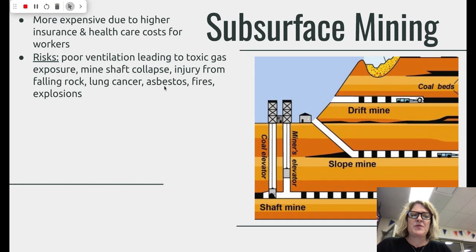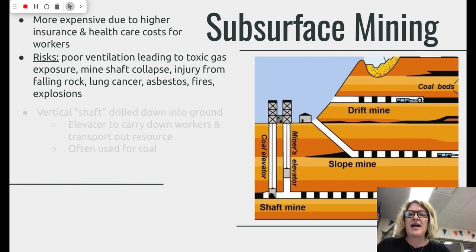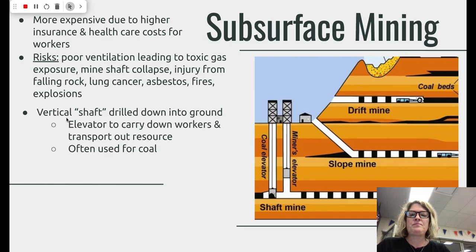You can also be exposed to asbestos, which is a type of clay that gets embedded into your lung tissue, which also leads to lung cancer. You can have fires that occur underground, and if there's a buildup of gas and then some sparks start an explosion, that can be a real issue as well.